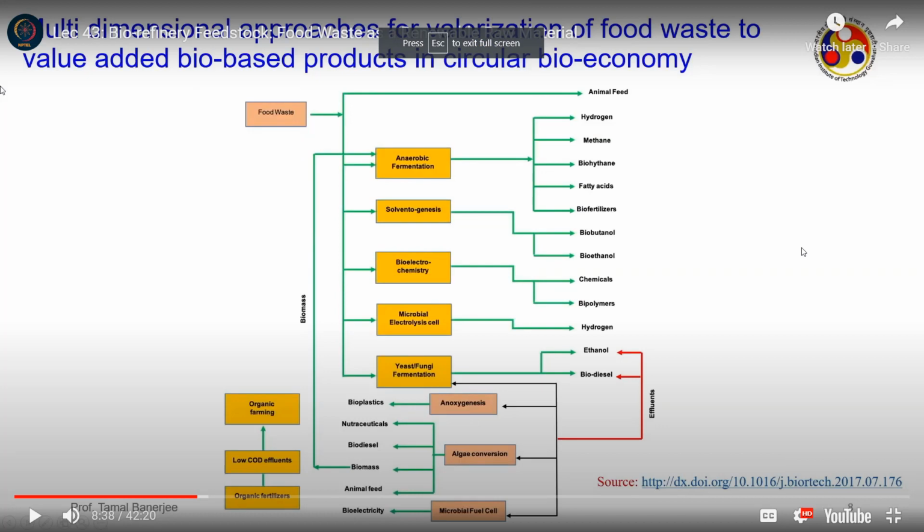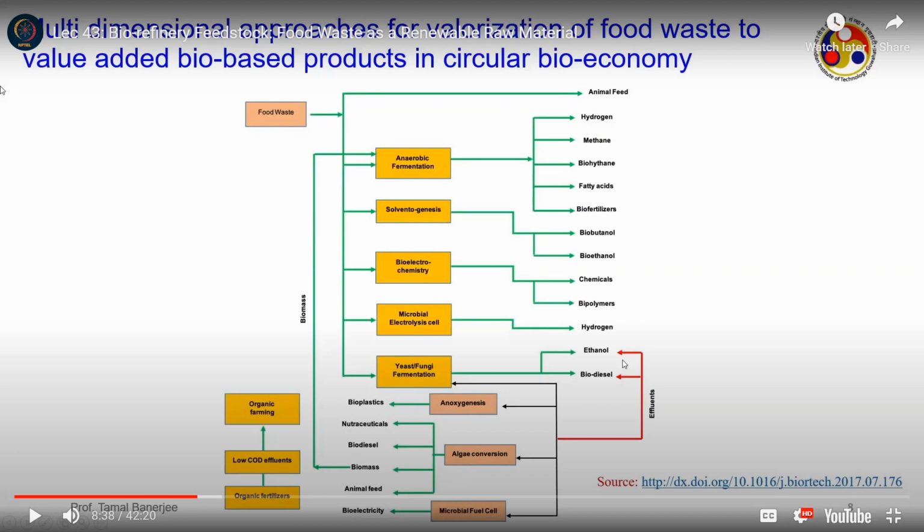So food waste is transferred for the animal feed. Then after anaerobic fermentation, it produces hydrogen, methane, bioethane, fatty acid, biofertilizers. After solventogenesis, it produces biobutanol, bioethanol. After bioelectrochemistry, it produces chemicals, biopolymers. Then after microbial electrolysis cells, it produces hydrogen. And lastly, after yeast or fungi fermentation, it produces ethanol and biodiesel. So these are the multidimensional approaches to use the food waste in circular bioeconomy.